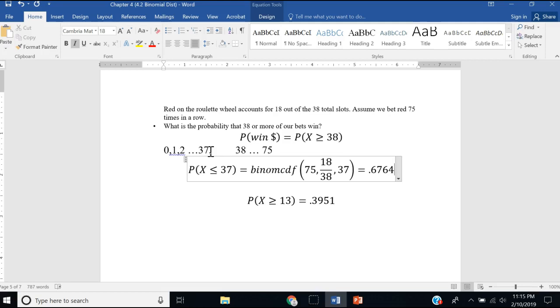0.6764. Notice that went up by a few percentage points. And that means that the probability of winning money actually went down by a few percentage points. It went from 0.3951 to 0.3237. So by this example, we see two things. First off, we see the power of complements, just like we saw in the previous examples. But we also see this idea that if you're going to win money, you actually have a higher probability of winning money, even though it's less than 50%, playing the roulette wheel fewer times. In other words, the more you play, the higher chance that you have of losing money.